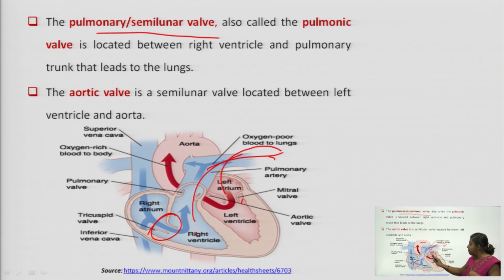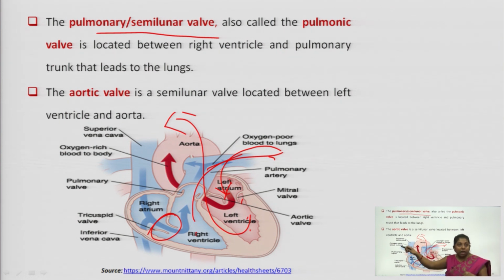Similarly, when your blood is flowing in between your left ventricle and aorta, means once your blood has come back into your left atrium, from left atrium it enters into left ventricle, and now from left ventricle, it has to exit the body, exit into the aorta, here where your aortic valve is present, as it is present between your left ventricle and aorta. That's why it is termed as aortic valve.